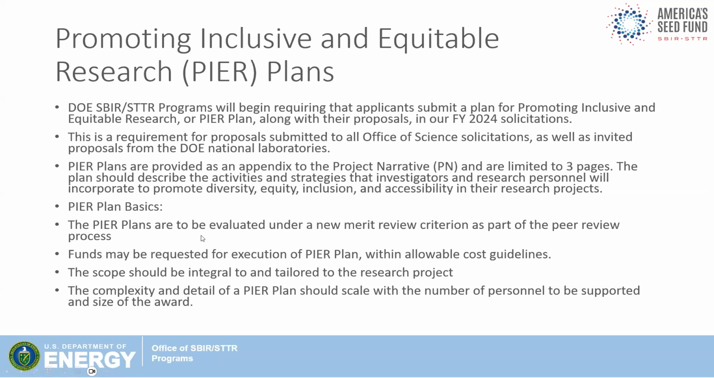The PEER plan is part of the evaluation of your proposal now. I'll talk a little bit about that in a minute. And again, I want to point out you can request funds as part of executing your PEER plan, tailored to what you plan to do. And the complexity and detail of the PEER plan doesn't have to be 3 pages, it can be much shorter. It really should relate to the size and scale of the project. So for Phase 1, typically it's a much smaller project, with far fewer people involved compared to Phase 2. So that would scale. Now, all of you are submitting Phase 2, so it'll probably be on the more substantial end.